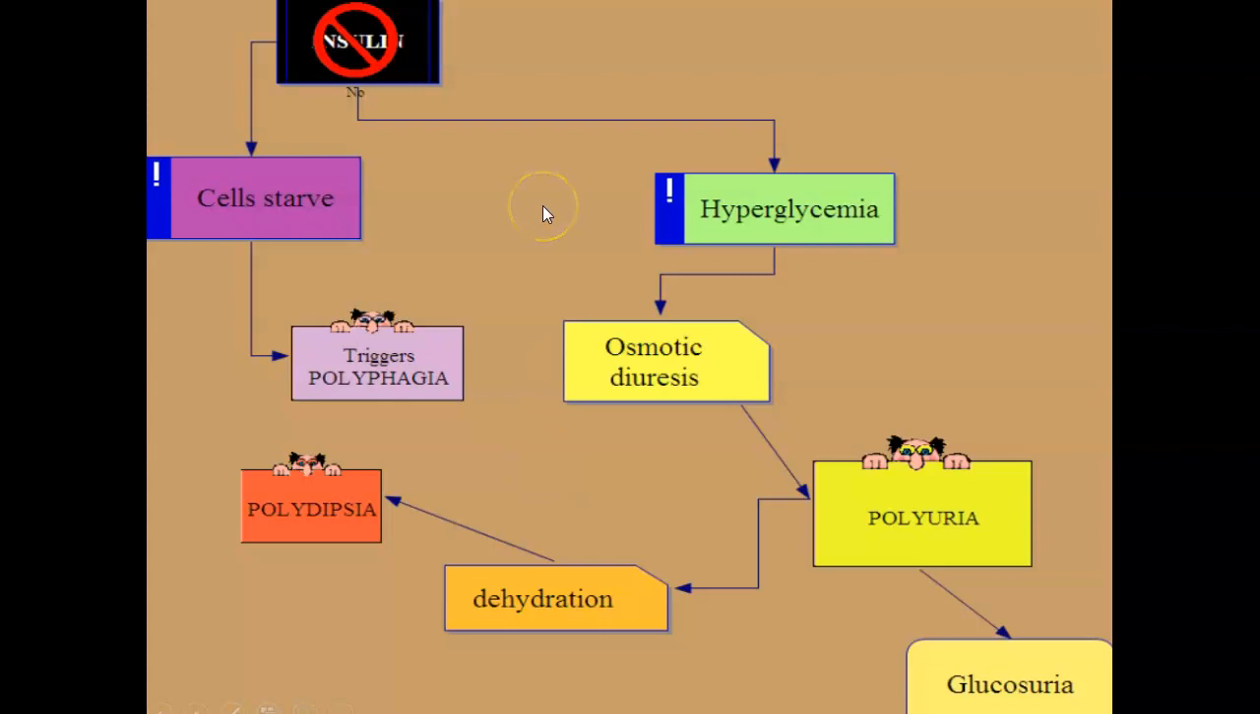This gives you a sense of what the body does when there is no insulin. Just kind of follow it. Hyperglycemia, osmotic diuresis leads to polyuria and glucosuria, which leads to dehydration and polydipsia. The other route is that the cells begin to starve, which triggers the polyphagia. So it kind of explains the 3 Ps.